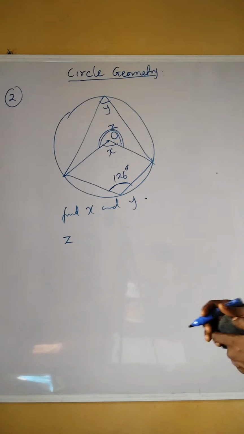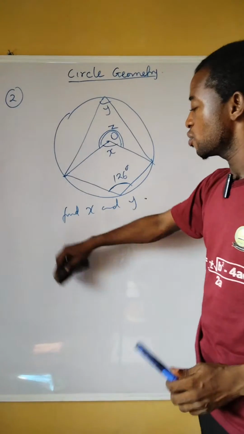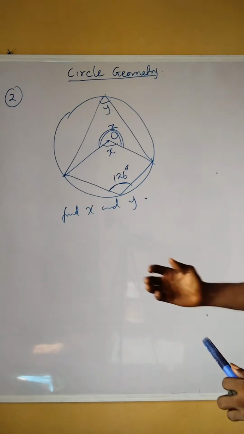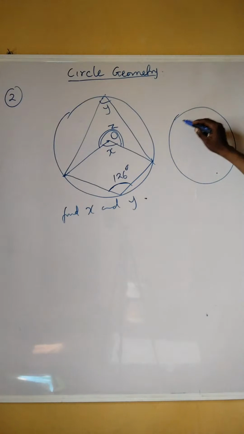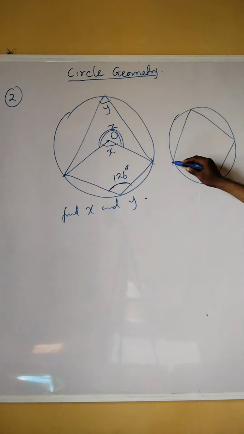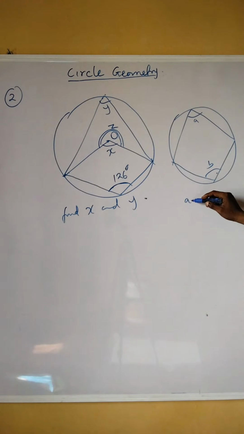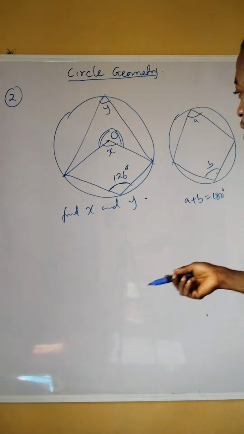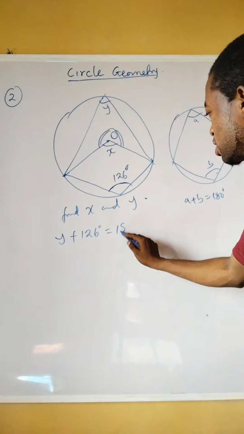Or better still, if you don't want to go that way, you can see that this shape is also a cyclic quadrilateral, which means a quadrilateral inscribed in a circle. And there is a theorem that says that the opposite angles of a cyclic quadrilateral are supplementary. So add these opposite angles together, A plus B will be equal to 180 degrees. In the same way, we can get y directly. We can say y plus 126 should give us 180 degrees.